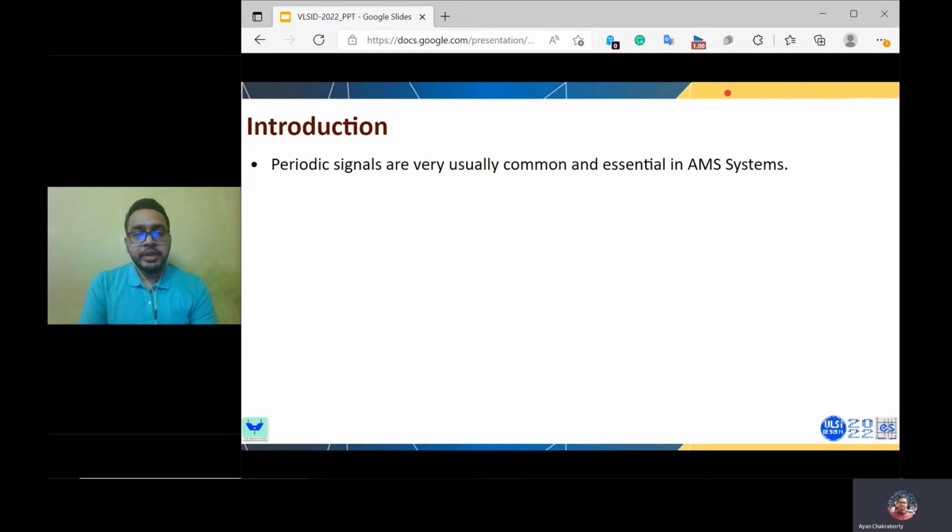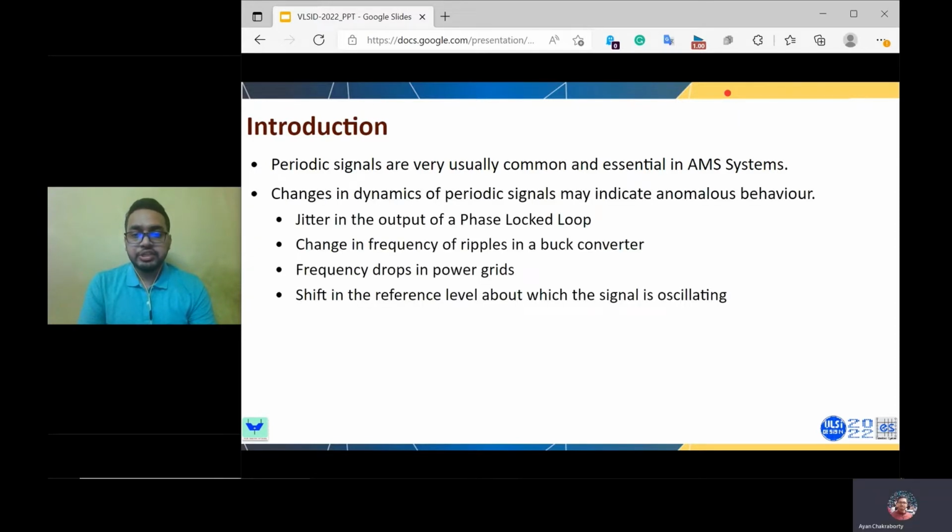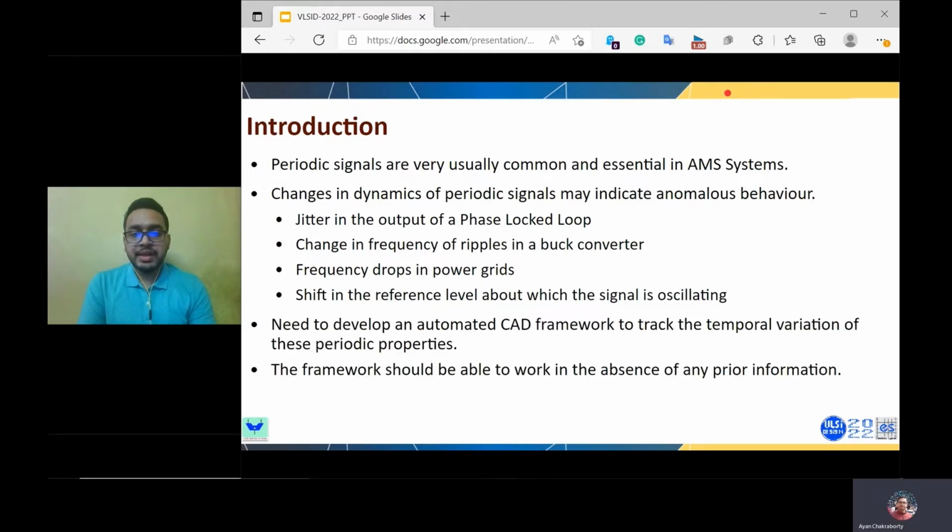Periodic signals are widespread in MS systems and are essential to their correct functionality. For example, clock signals. Any change in the dynamic of periodic signals, for example, change in frequency or change in DC reference, may indicate anomalous behavior in the systems producing these signals. For example, jitter in the output of a phase lock loop, change in frequency of ripples in a buck converter, frequency drops in power grid signals, and so on. Hence, it becomes imperative to design an automated CAD framework that can track the variation of these properties throughout time.